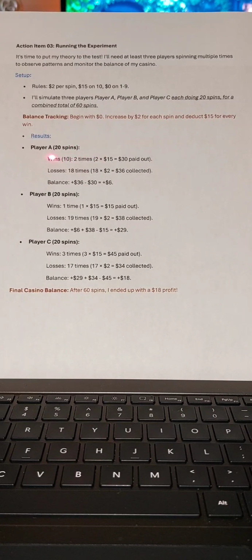Results. Player A, 20 spins, wins 2 times, 2 times $15 equals $30 paid out. Loses 18 times, 18 times $2 equals $36 collected. Balance is $36 minus $30 equals positive $6.